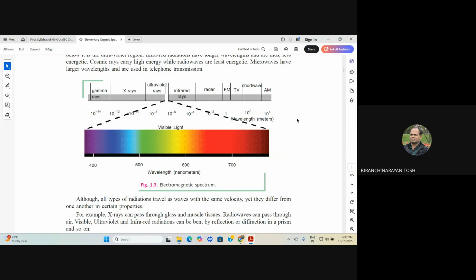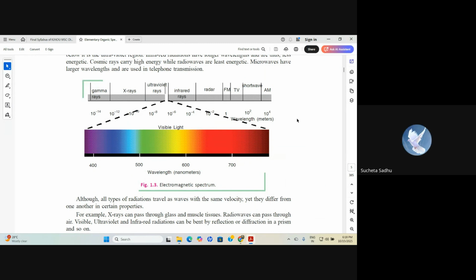preliminary things. So when light is absorbed by a certain substance, what change will happen in that substance? First, starting from gamma ray or X-ray, they have lower wavelength, meaning they have high frequency, and according to Planck's quantum theory, E equals h nu. So if frequency is more, then energy is more. That means gamma ray and X-ray have higher energy. So energy decreases as you move from left to right of the spectrum, as we have seen here.